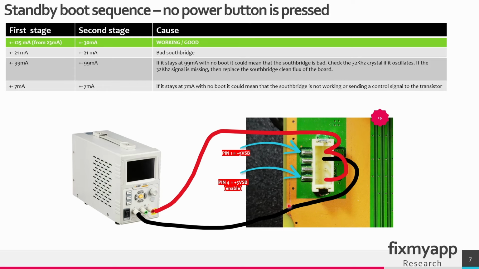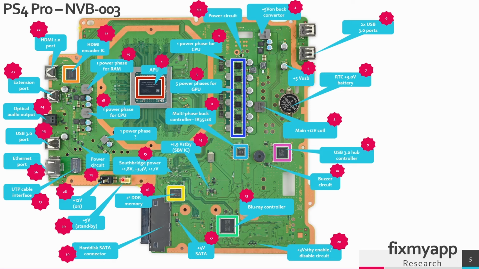So this standby power connector is located at area 29. This connector is located near the 12 volt connector. Also remember, this connector is different on different models of the PlayStation 4.